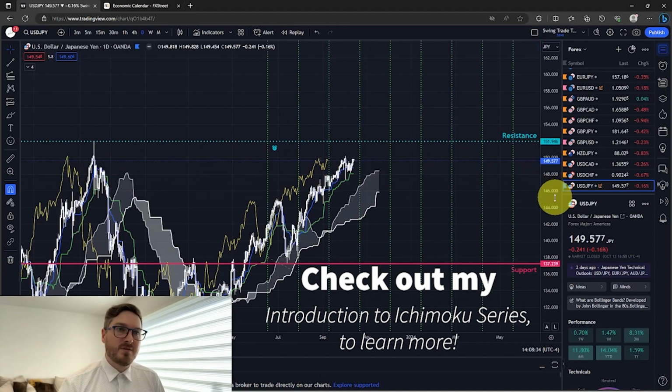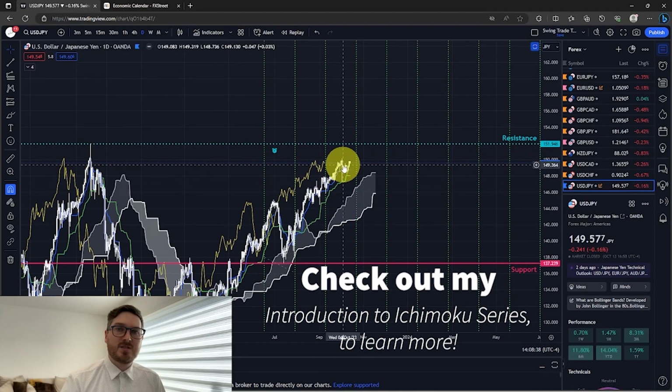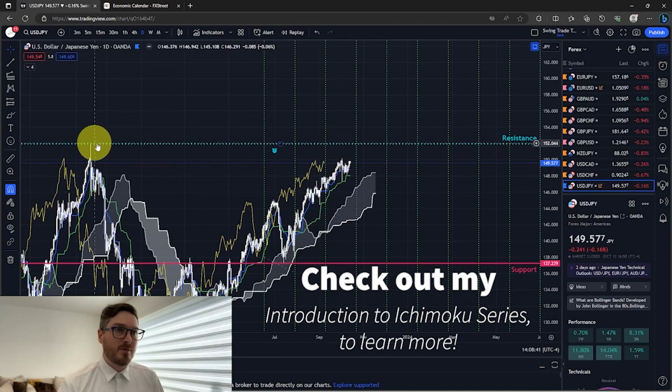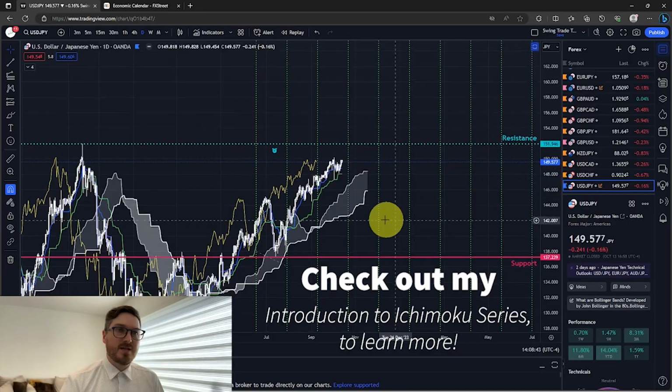But I'm going to be keeping an eye on this, and that's why it's marked blue, because I do believe it's close to breaking out, or at least testing this resistance level. So let's keep an eye on that, guys.